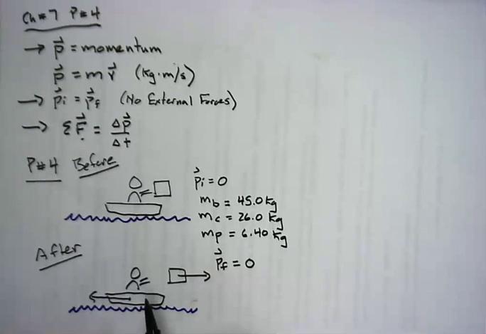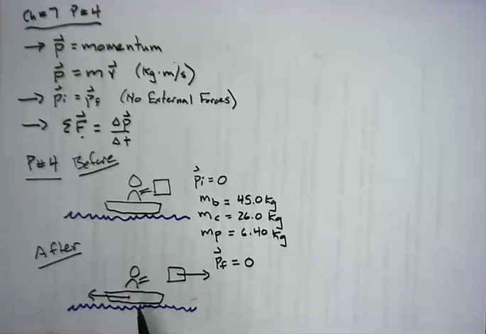The system being the boat, the child, and the package. But Mr. Kirsten, isn't there a net force of gravity? Isn't gravity outside the system? Isn't that acting on it? Well, yes, it is, but gravity is being counteracted by the buoyant force on the boat. So while there are external forces, there's no net external force.